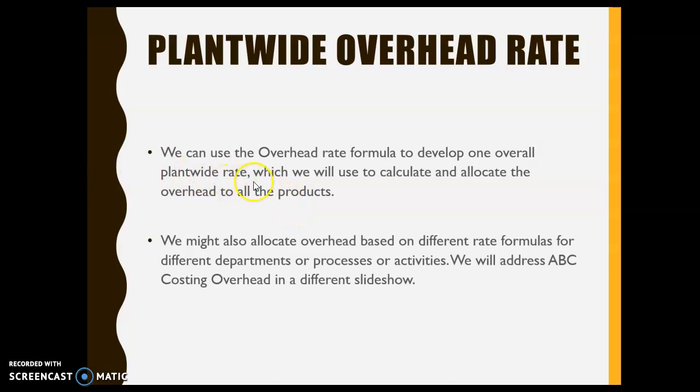Okay, so that is our plant-wide rate. We'll use that to allocate or apply overhead to all the products for next year. We usually calculate this rate in the fall, and then we'll start using it next year. However, we can have separate overhead rates for separate departments or separate processes or separate activities. Okay, and we'll have a different slideshow for the ABC costing overhead, which is in Chapter 5.